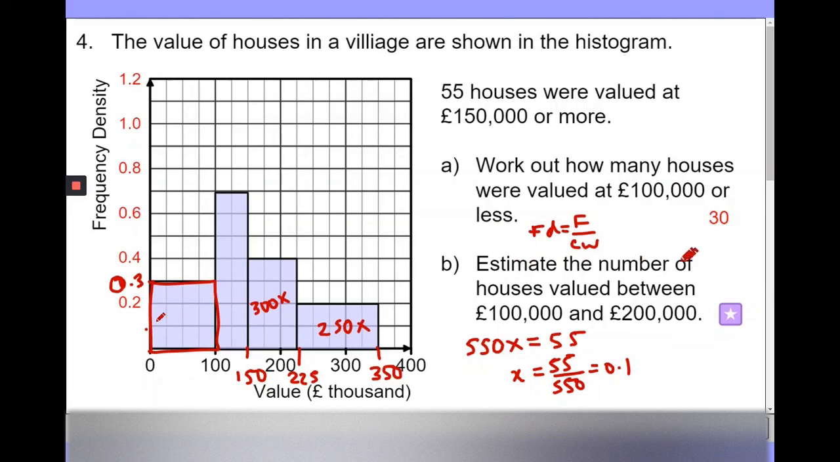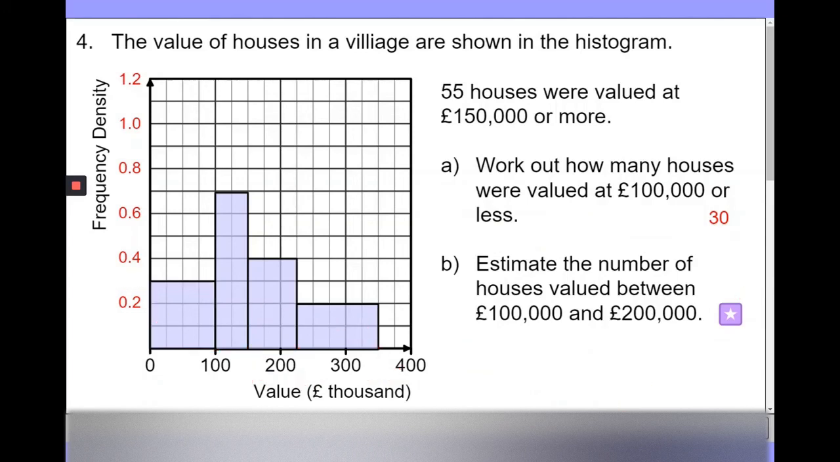The second part, estimate the number of houses valued between 100,000 and 200,000. So I'm just going to clear this up. So between 100 and 200. So we can see the class width here is 50. So frequency, we can rearrange that. The frequency equals frequency density times class width. And then we can just fill out the details for each of these two bars separately, and you get your answer.